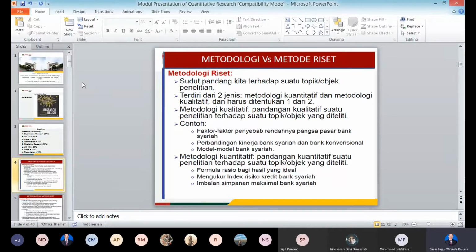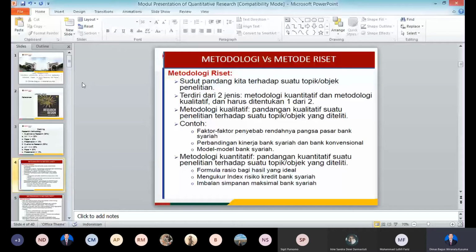So it means that the qualitative approach puts emphasis on a topic that needs to be explained in more detail. So the perspective is not to convince, but to explain. Differently, quantitative research methodology is the worldview about a topic that needs to be empirically proved.